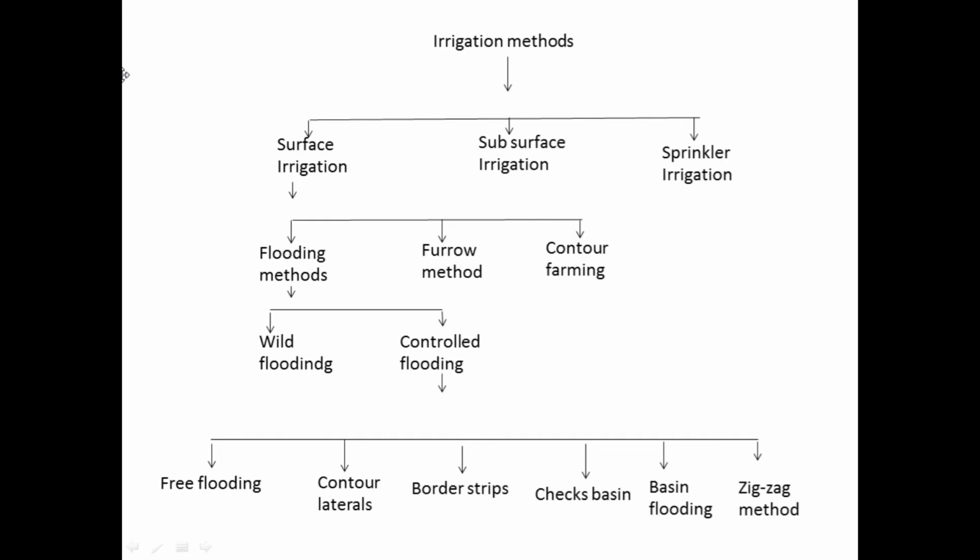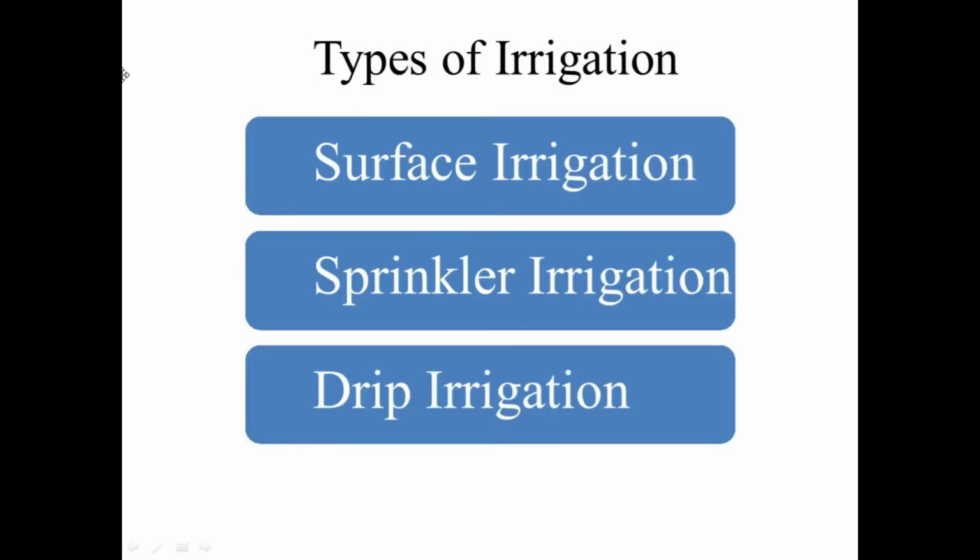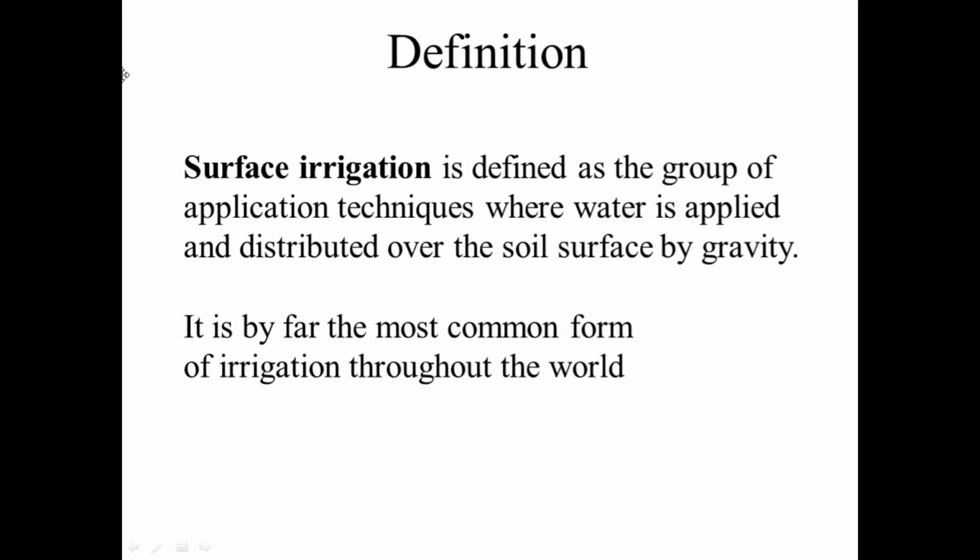Now we are moving to the surface irrigation methods. Surface irrigation is defined as a group of application techniques where the water is applied and distributed over the soil surface by gravity. And this method is widely used in the world. There are two types of method. We have previously discussed them: wild flooding and controlled flooding.